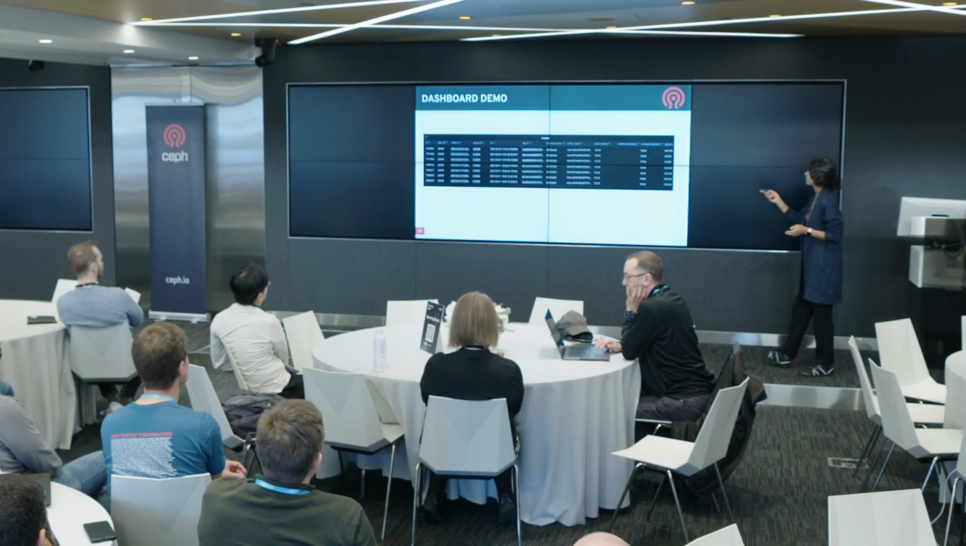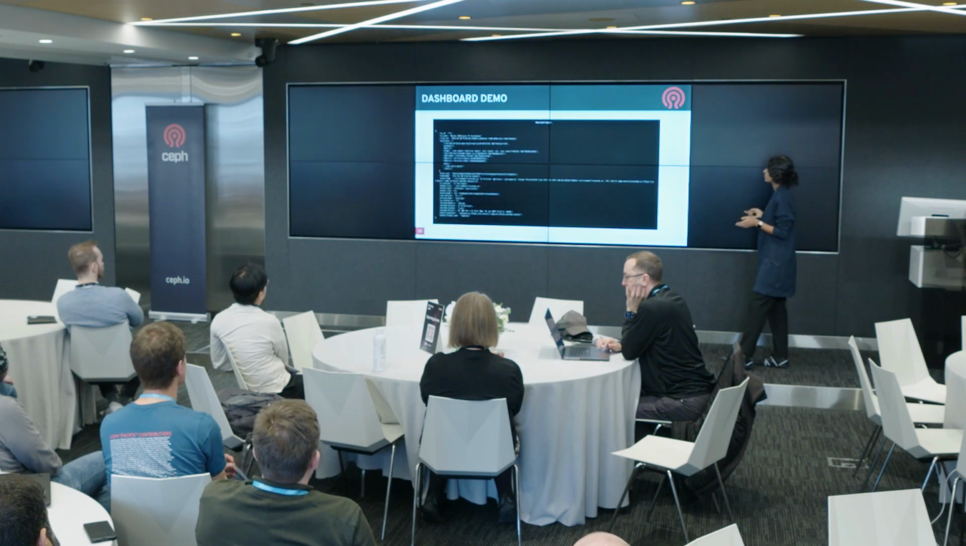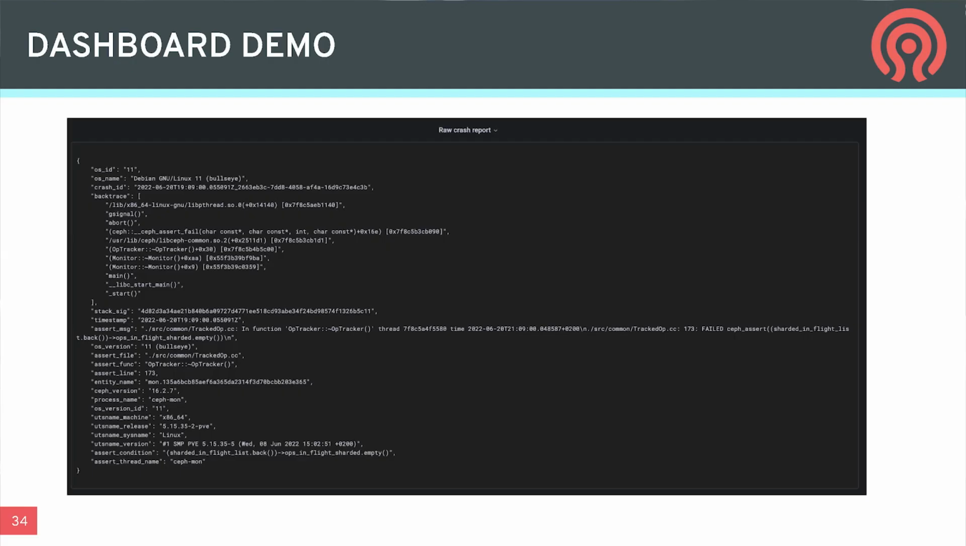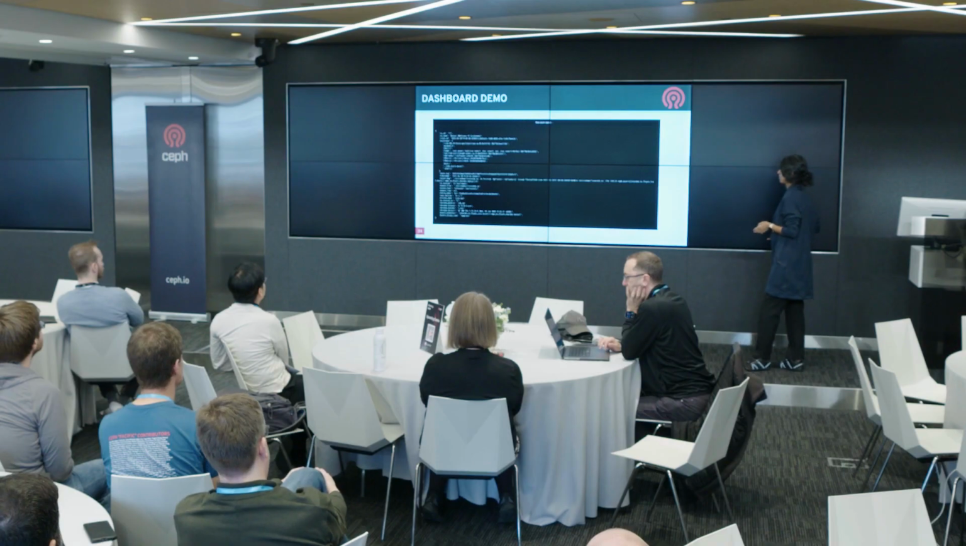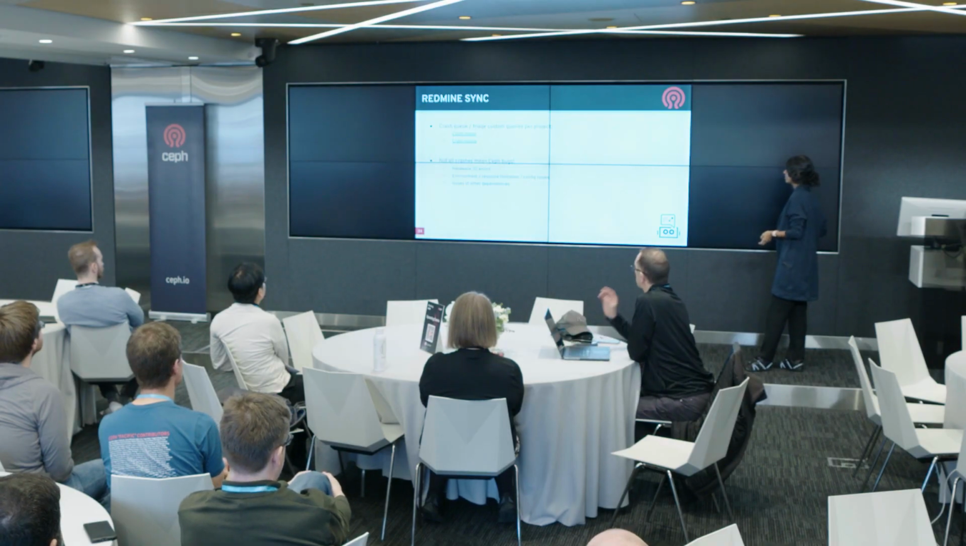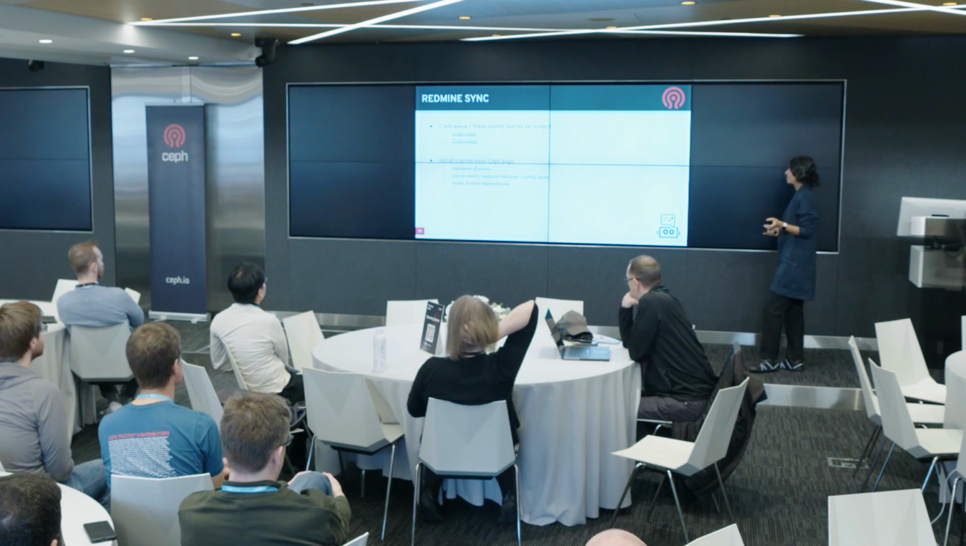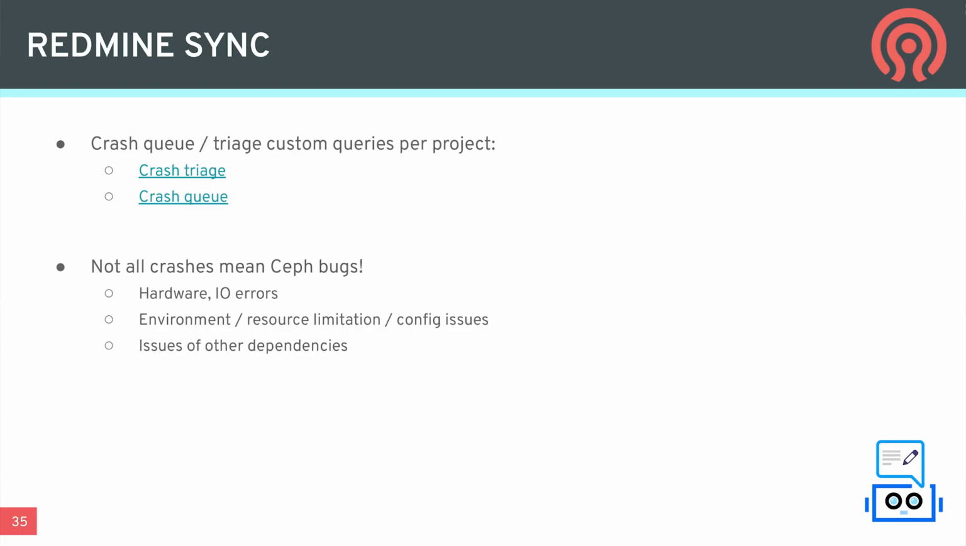And if we were to click on one of these crashes, we would see a raw crash report where you can see the backtrace and all the metadata of that crash. We have a crash queue and triage custom queries for every project in Redmine. You can just see it on Tracker, or if anyone's interested, I can share the links.